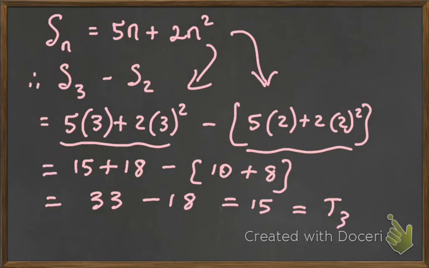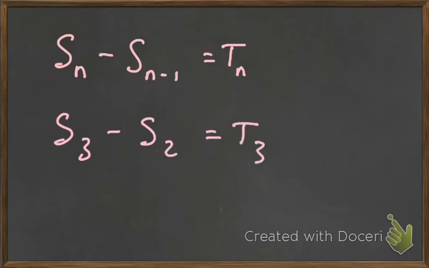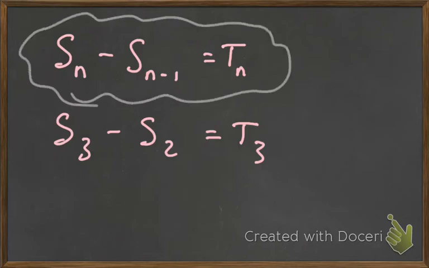Of course, in general, something that we can also do is remember that the sum of n terms minus the sum of n minus 1 terms would be equal to the nth term. Just like S3 minus S2 is equal to T3. And so this is a lovely little formula to remember that you can use in the future.